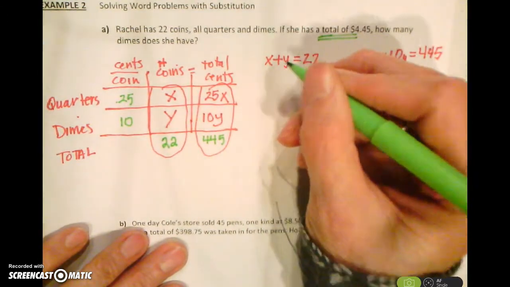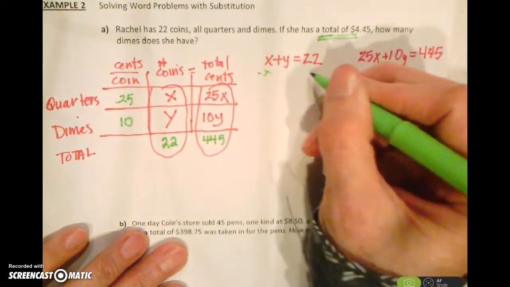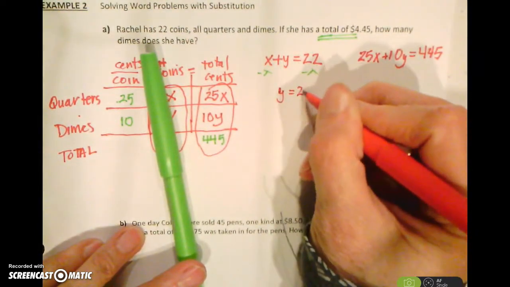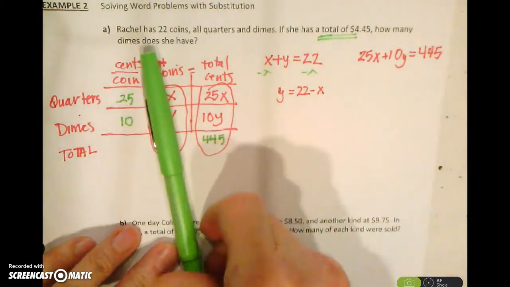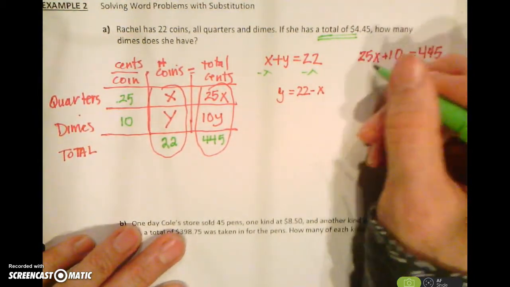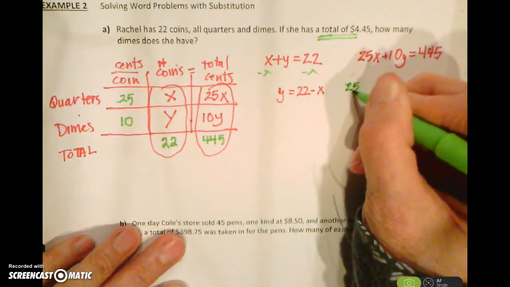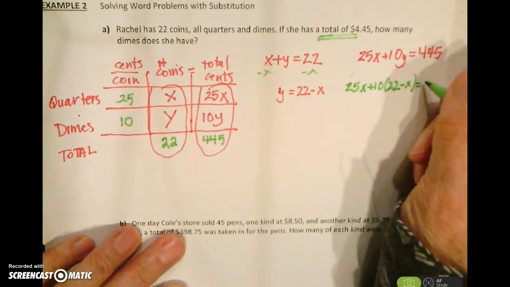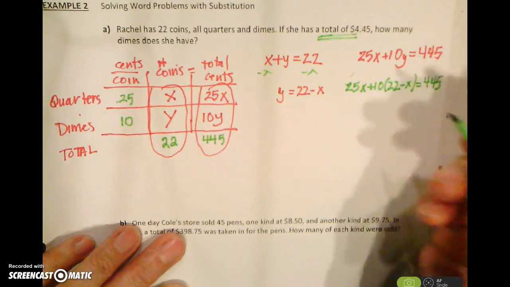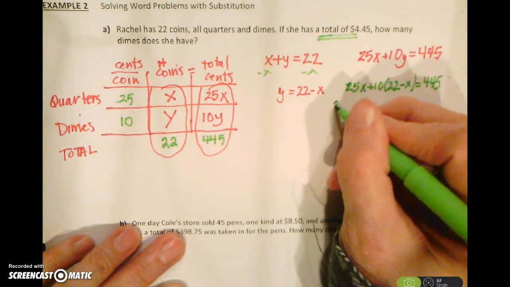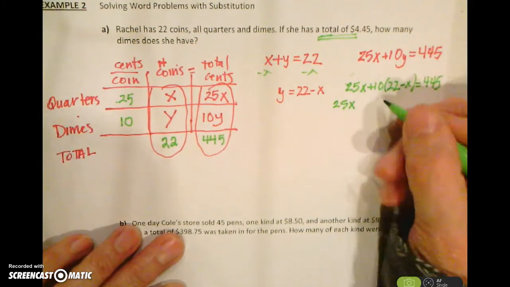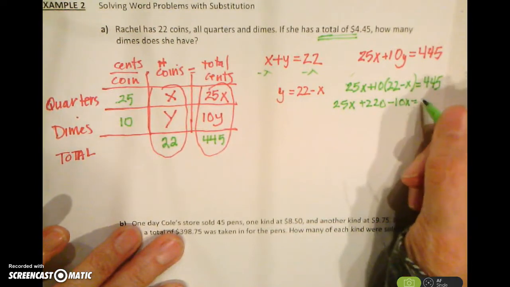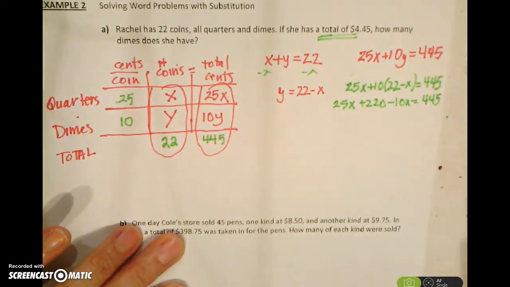All right, so now I'm going to solve it using the substitution method. So let's solve it for Y. I'm going to subtract X from both sides. So that's going to give me that Y is equal to 22 minus X. And I'm going to substitute over here. So I'm going to have 25X plus 10 times 22 minus X is equal to 445. I'm going to distribute, so that's going to be 25X plus 220 minus 10X is equal to 445.